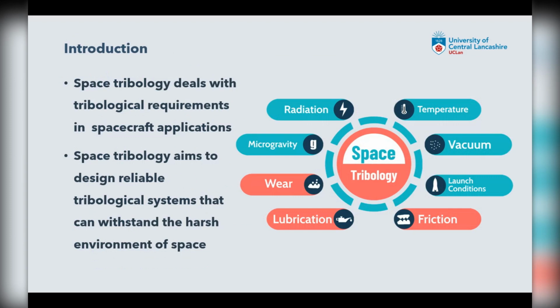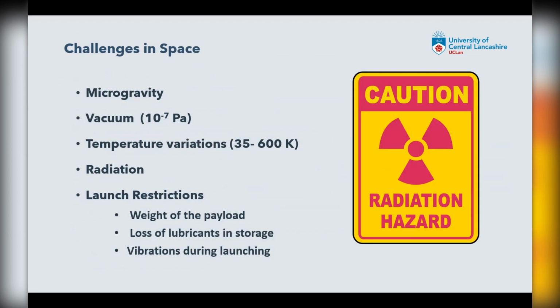If you want a textbook definition, this is it. Tribology is generally wear, lubrication, and friction. Space tribology is mainly concerned with the space environment, like microgravity, radiation, temperature, vacuum, and launch conditions. In space tribology, we mainly plan mechanisms which can endure these environments. Space tribology aims to design reliable tribological systems that can withstand the harsh environment of space. So what are these challenges in space?